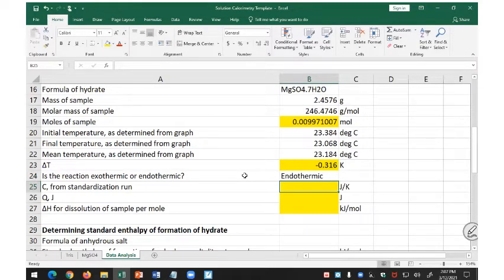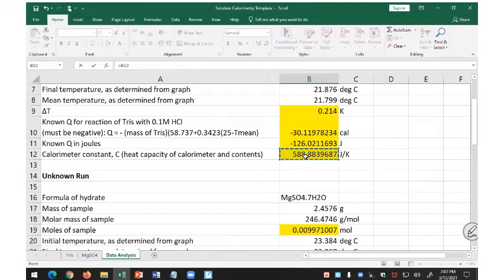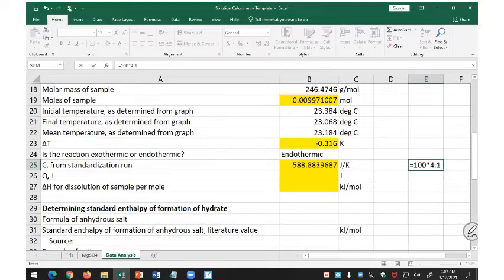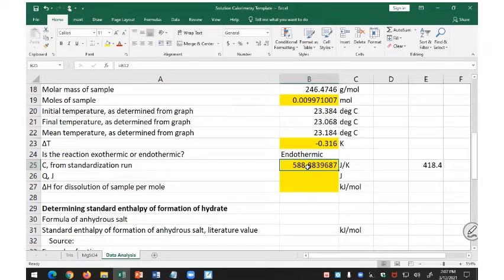All right, so what's the C from the standard run? It's just equal to what we calculated previously, which is this number right here, B12. So that's your C. Is that a reasonable C? How many mL of water did we have? 100, right? Approximately 100 times 4.184. 418 just for the water alone. Everything else in that calorimeter would account for the difference.